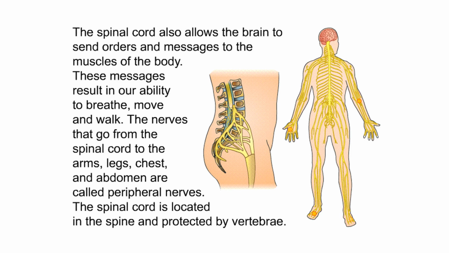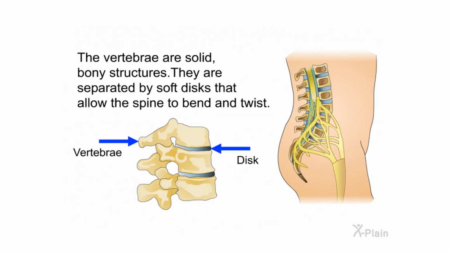The nerves that go from the spinal cord to the arms, legs, chest, and abdomen are called peripheral nerves. The spinal cord is located in the spine and protected by vertebrae. The vertebrae are solid, bony structures. They are separated by soft discs that allow the spine to bend and twist.